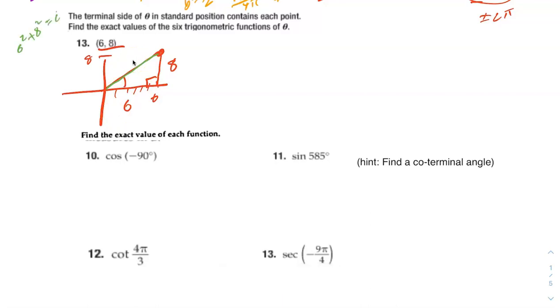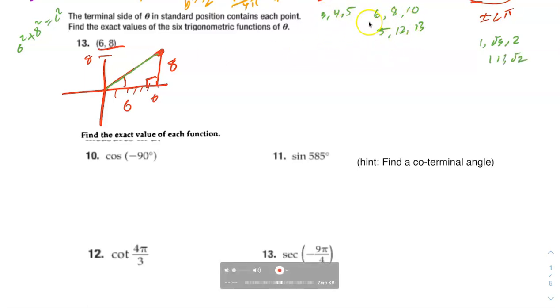But you should know 3, 4, 5. That's always a right triangle. 6, 8, 10 is always a right triangle. There's 5, 12, 13. It's a little fancier. And then all the ones we know, like 1, rad 3, 2, and 1, 1, rad 2. Those are all right triangles you should kind of memorize, especially these two. You see these a lot.